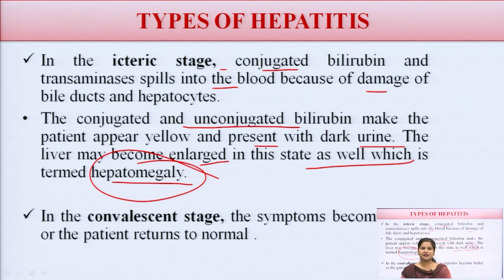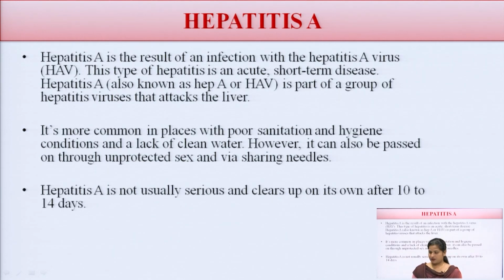Now, the last one is the convalescent stage. In the convalescent stage, the symptoms become better and the patient returns to normal. Now, there are various types of hepatitis. We will talk about them one by one.